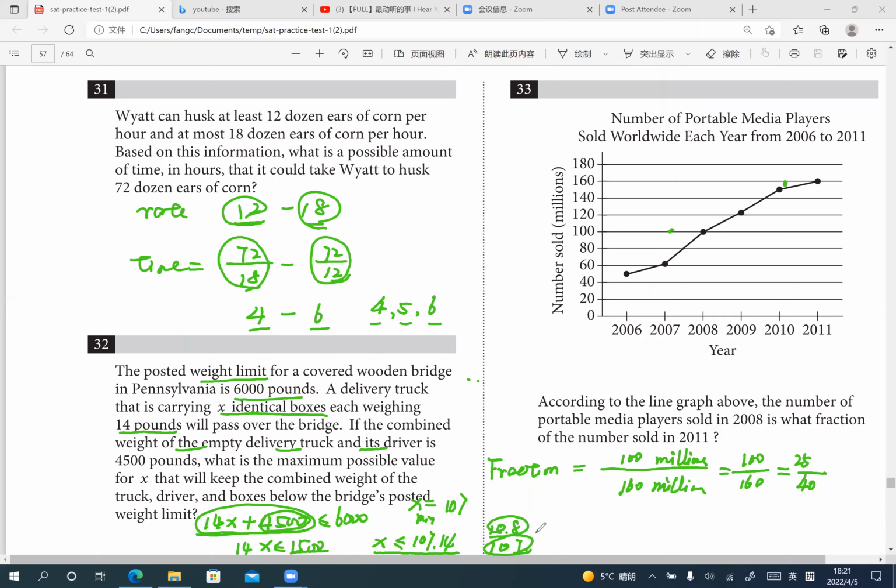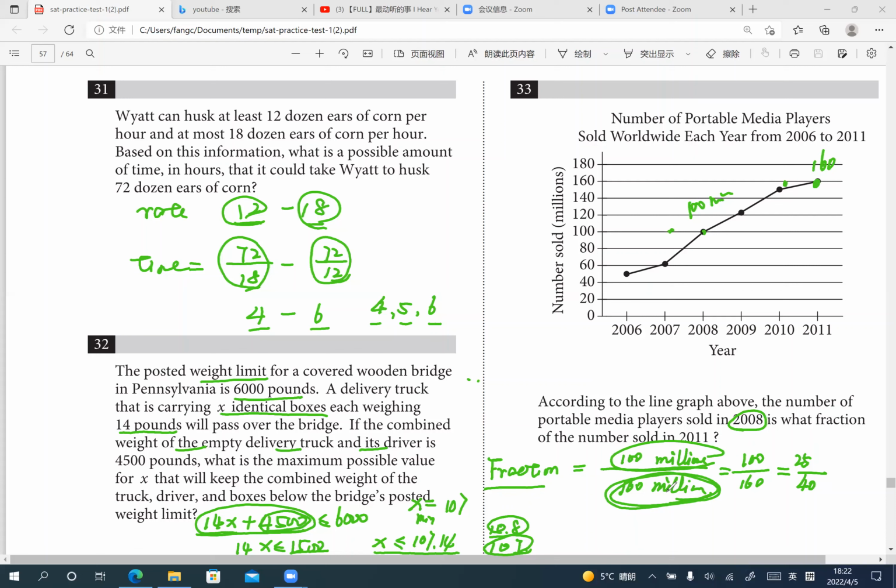Question 33. According to the line graph above, the number of portable media players sold in 2008 is what fraction of the number sold in 2011? The fraction is equal to the number of portable media players sold in 2011, which is 160 million, and in 2008, the number of media players sold is 100 million.